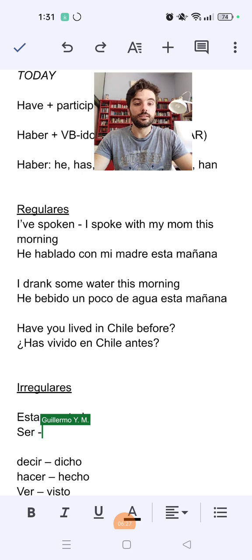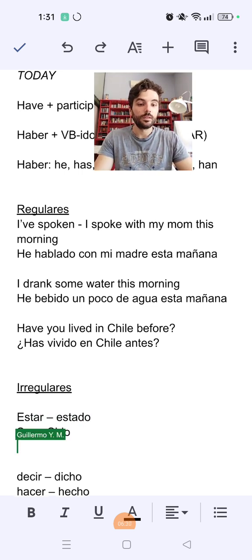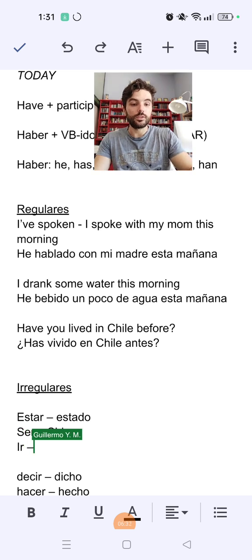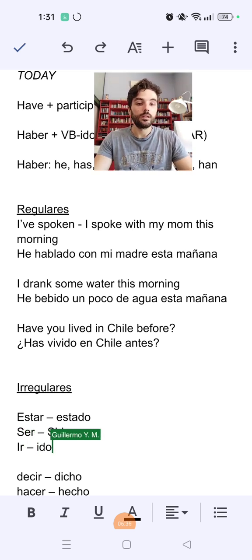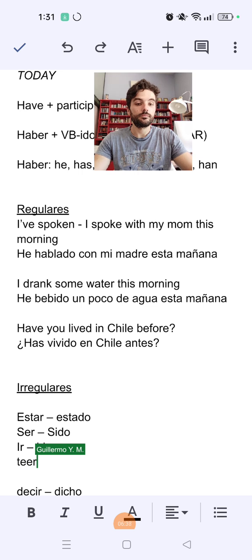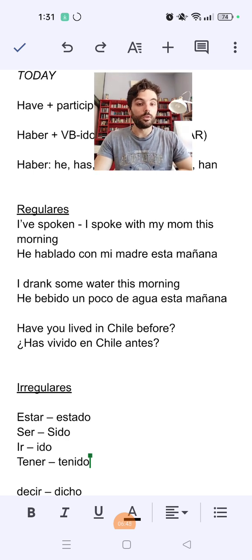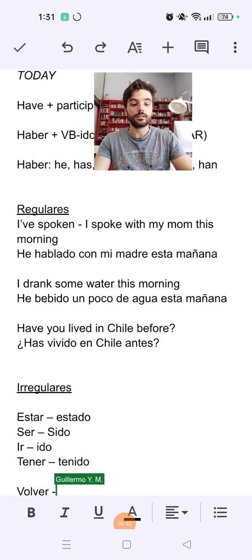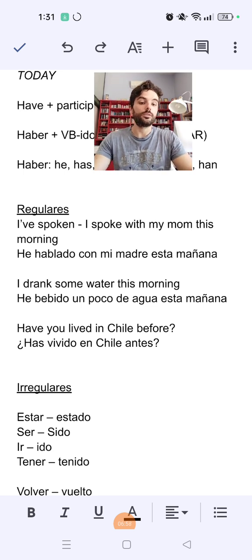Ser, again simple, sido. Ir, also regular here, ido. Tener, what do you think for tener? Tenido, just like a normal verb. But for example, volver, to come back, we say vuelto. Or poner, to put, we say puesto. Okay, so again, this is the participle, right?